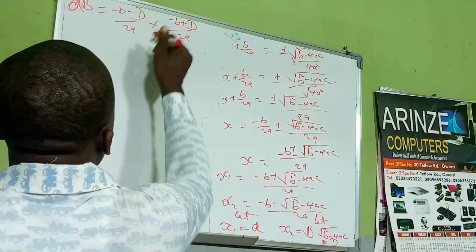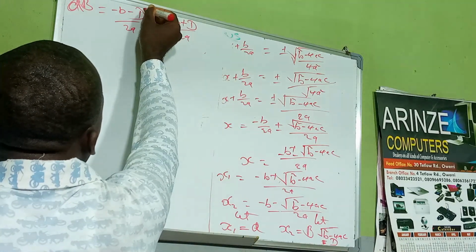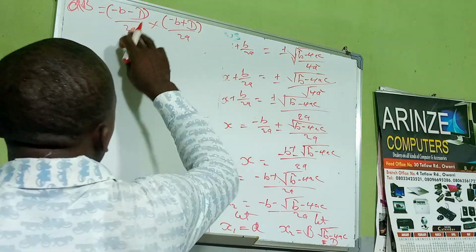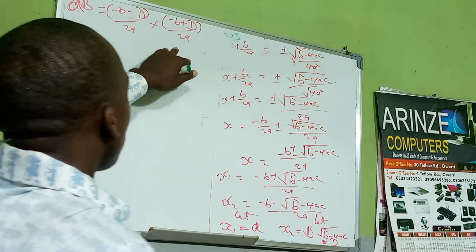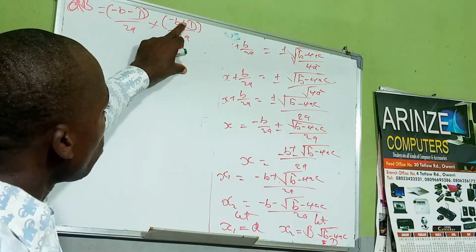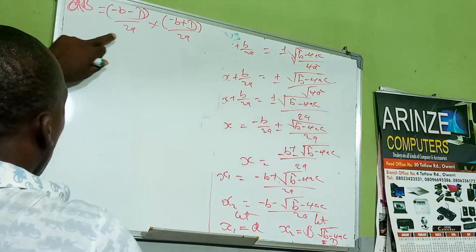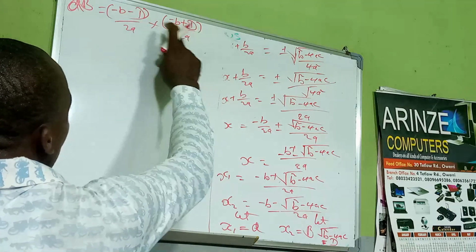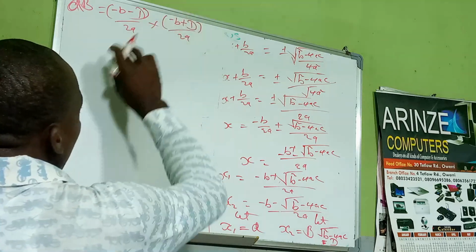So now don't forget that this first fraction will be multiplying the second fraction. This is multiplication now. The numerator of the first fraction will be multiplying the numerator of the second fraction. Then the denominator will multiply the denominator. Yes. So now this is expansion. If this one is multiplying this one, it is now an expansion.